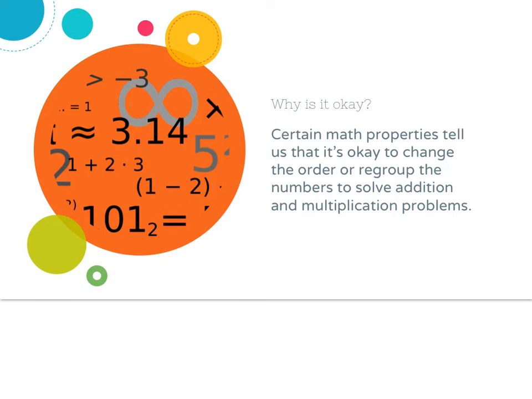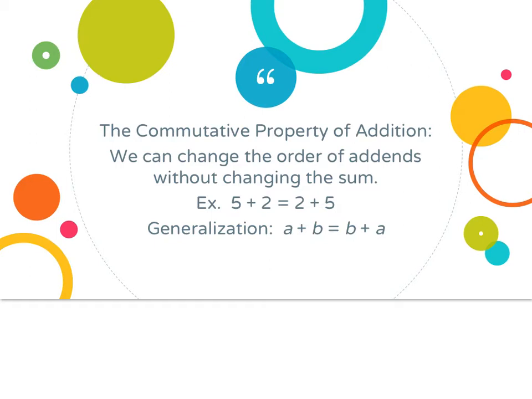Why is it okay to do this? There are certain math properties that tell us that it's okay to change the order or to regroup the numbers to solve addition and multiplication problems. The first property is called the commutative property of addition. It says that we can change the order of the addends without changing the sum. Here's the example. 5 plus 2 is the same thing or equal to 2 plus 5. We've flipped the order of the addends 5 and 2, but for both examples we would still get the answer of 7. So we can use the generalization, which is just a general rule that will always work, that A plus B is equal to B plus A.